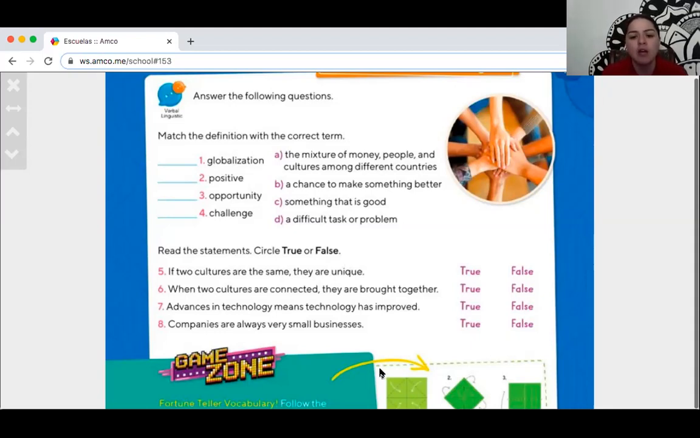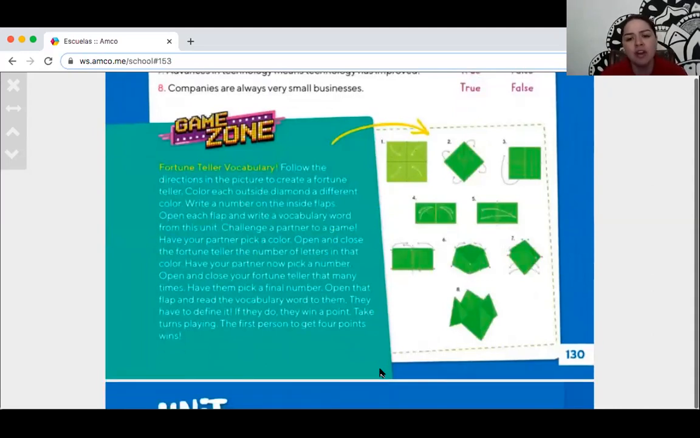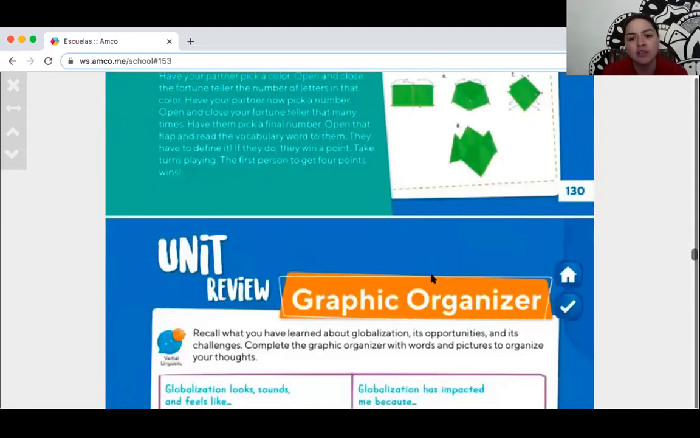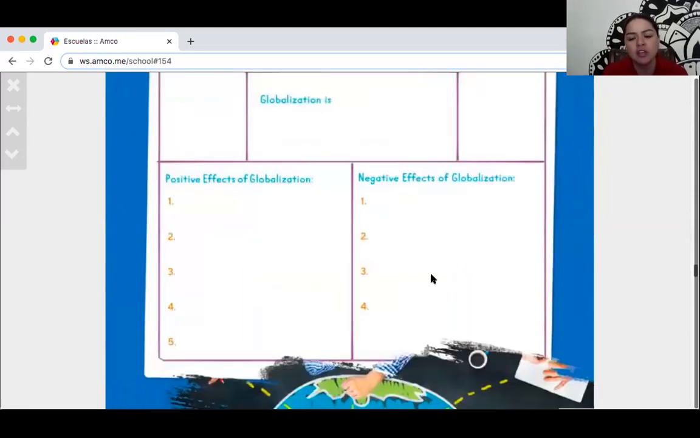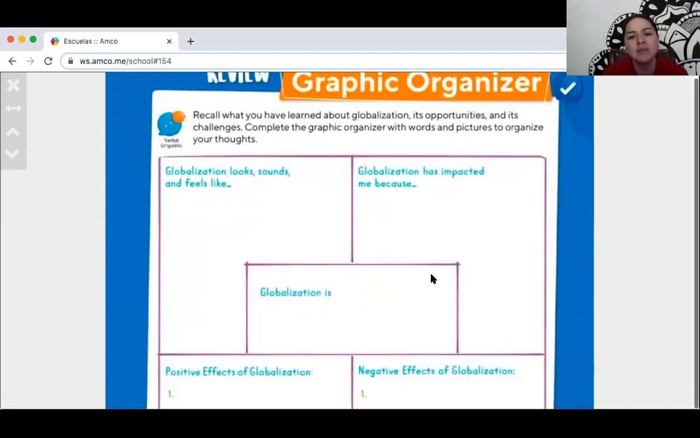Now, game zone. You already know how to do this, okay? It's not obligatory to do this activity. If you want to do it, you can do it, but I already know that you know how to do it because you are always playing with this in the classroom. So the second page from the Global Citizenship Unit Review is a little bit harder.